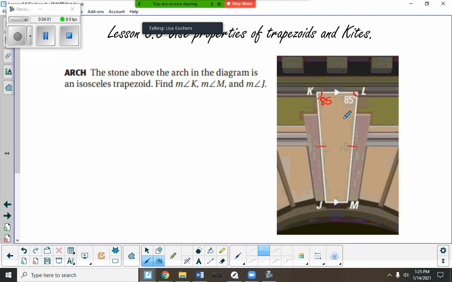And then here's the thing. There's a few different ways you could do a problem like this. But basically, we have parallel lines. And so same side interior angles are supplementary. So take 180 minus 85. And you get 95. So this angle has to be 95. And these two are the same. So this one is 95. So that's how you would do that problem.